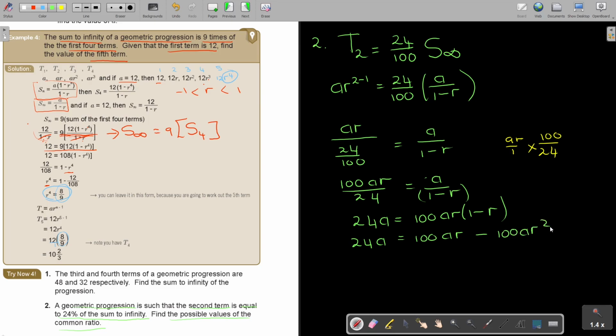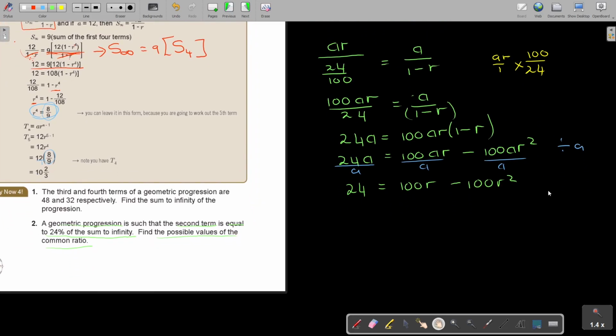Now, do you notice that there's an a, an a, and an a? So basically, I'm just going to divide all the terms by a. That's the wonder of an equation. You can do anything with it as long as you do it with all the terms. So what am I going to get? I'm going to get 24 equals 100r minus 100r squared. And now I see it's a quadratic equation.